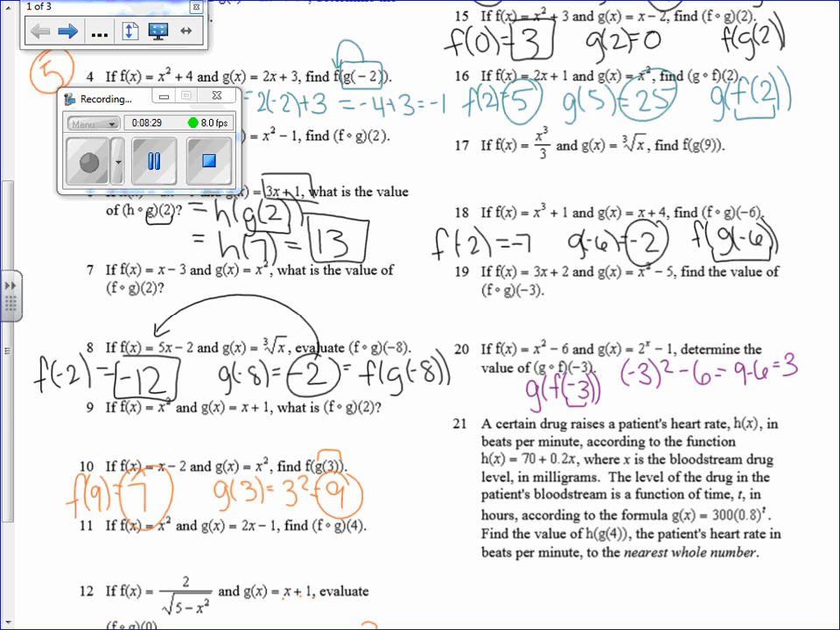And 3 is what you're going to put into g. So then we're going to do g of 3. And that's 2 to the third power minus 1. 2 to the third power is 8. 8 minus 1 is 7. So your final answer is 7. And that is it.